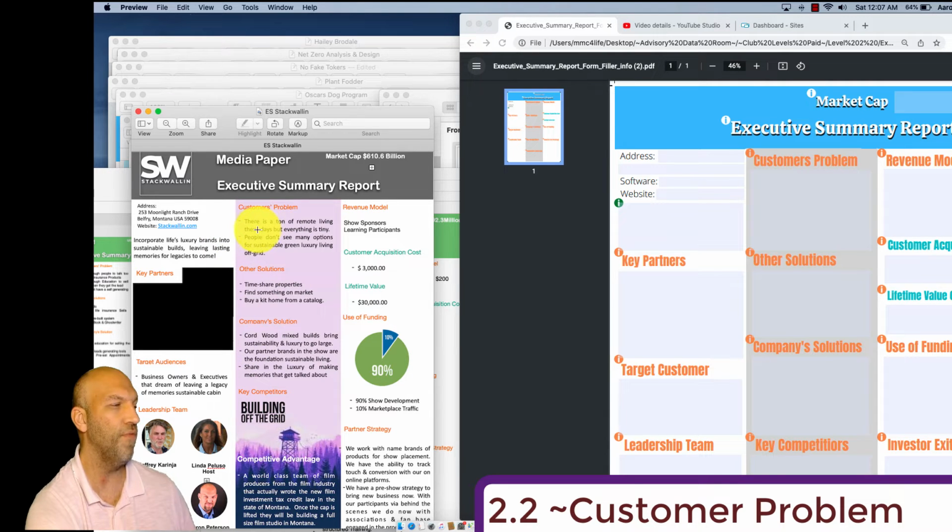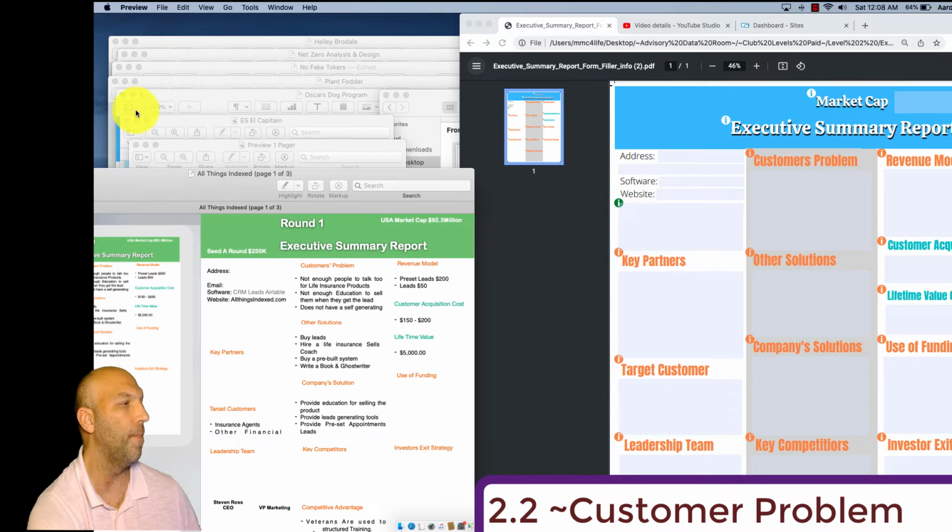And so here's what he put for his customers' problem. There's a ton of remote living these days, but everything is tiny. People don't see many options for sustainable green luxury living off-grid. And so that was his customer problem.